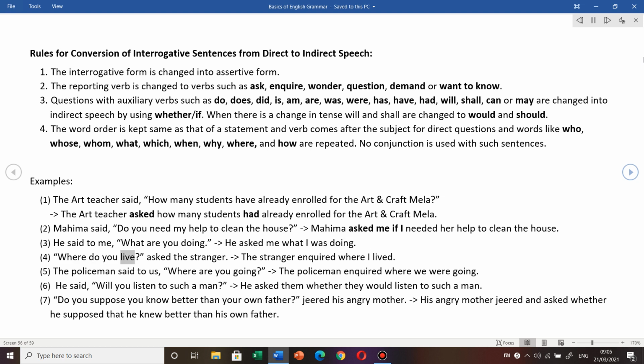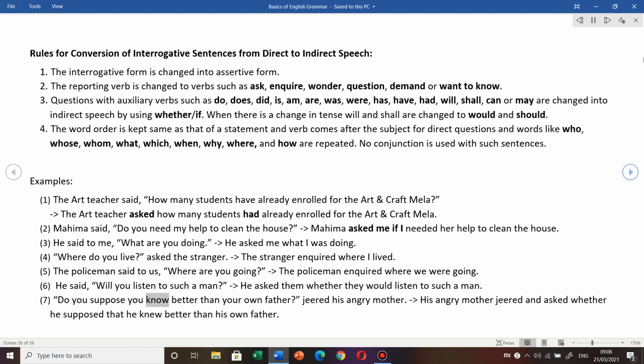"Where do you live?" asked the stranger. The stranger inquired where I lived. The policeman said to us, "Where are you going?" The policeman inquired where we were going. He said, "Will you listen to such a man?" He asked them whether they would listen to such a man.